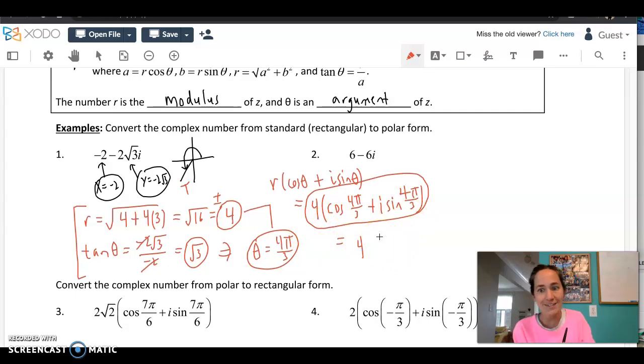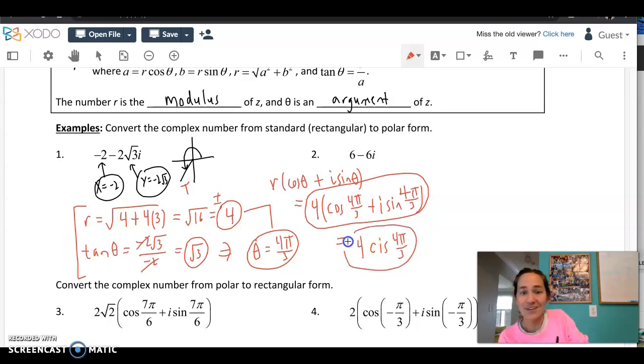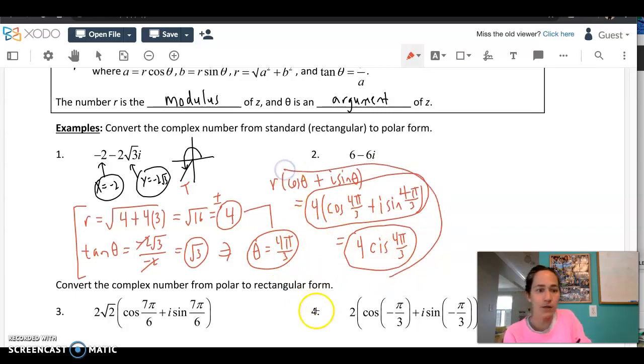Now, WebAssign doesn't know this notation, so WebAssign might not accept it. If I'm just writing on paper for shorthand, I'll use the abbreviation cis and then 4 pi over 3. Again, this answer is not unique. I could have probably chosen -4 as a radius and just used pi over 3 as my reference angle there too. So there's many, many ways that you can leave an answer in polar form.